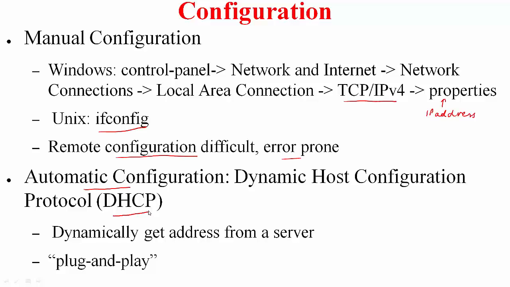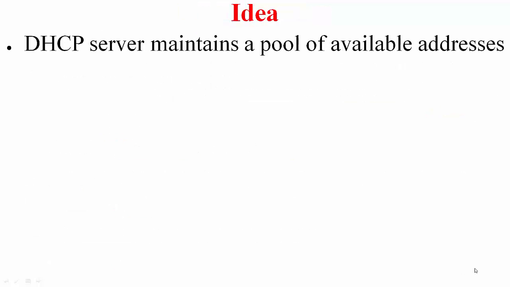DHCP, where a host dynamically gets an address from a server, and this is a plug and play operation. All you need to do is boot up your computer, enable DHCP, and you get an IP address with the mask as well as next hop router and DNS server information automatically. This is a very desirable feature. The idea is rather simple.